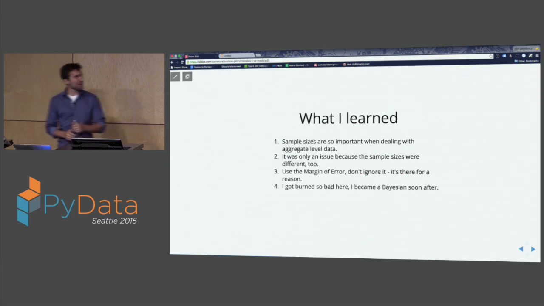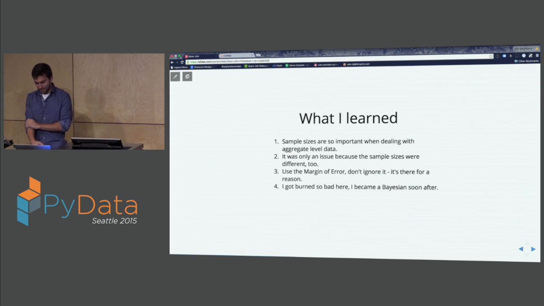And then number 4 there, I got burned so bad here. I became a Bayesian because of it. It was so embarrassing. When you think about this problem from a Bayesian perspective, it's so obvious. Oh yeah, you have to do that. You have to consider the sample size. What I was doing is I assumed the rate was a perfect estimate of that population, which was wrong.